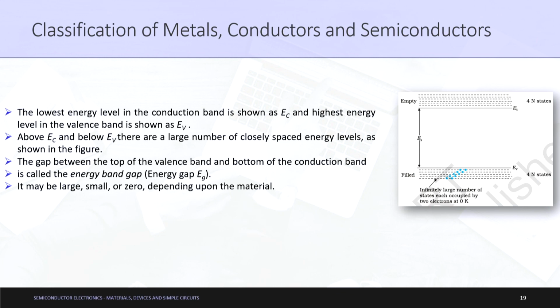Let us continue our discussion on the classification topic. The lowest energy level in the conduction band is shown as EC. As you can see, this is the complete conduction band, out of which this is the lowest energy, denoted by EC. And the highest energy level in the valence band is shown as EV. This is the complete valence band, out of which this is the highest energy, called EV. Please remember, no random line is called EC and no random line is called EV. The lowest value of the conduction band is called EC and the highest energy level of the valence band is called EV.